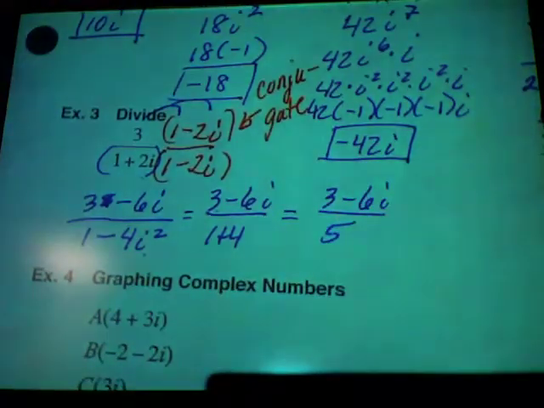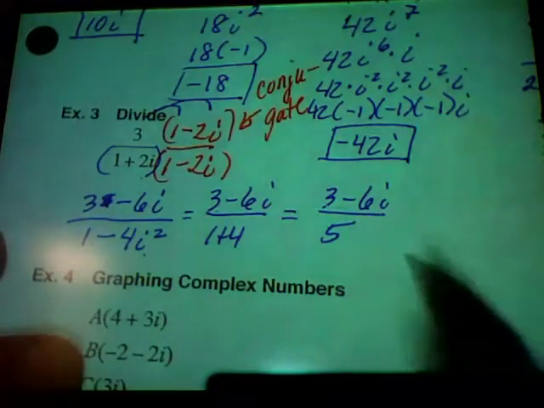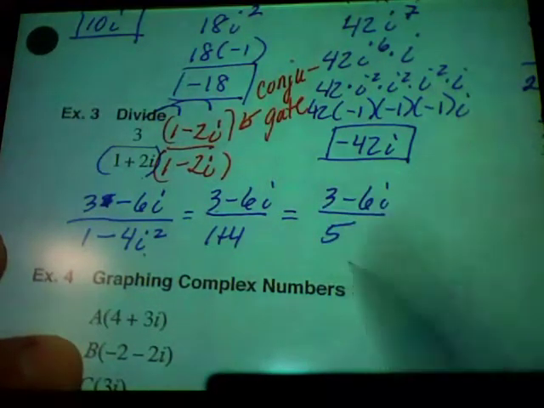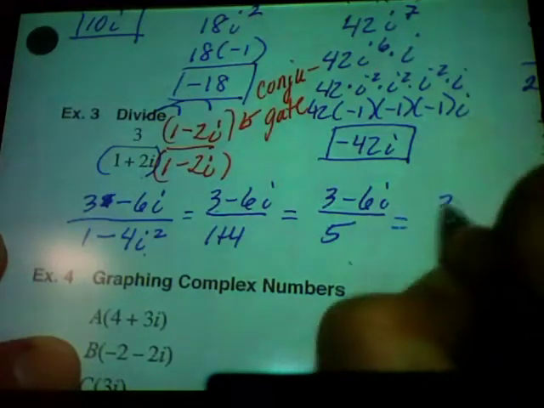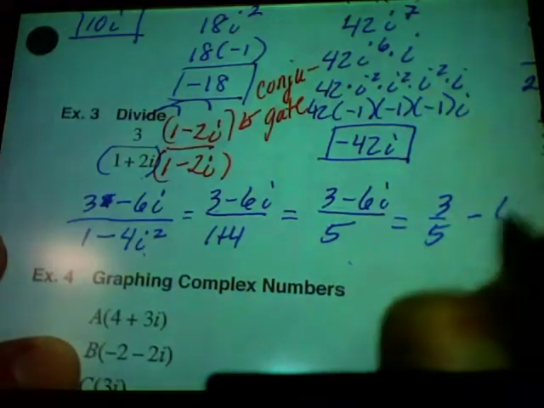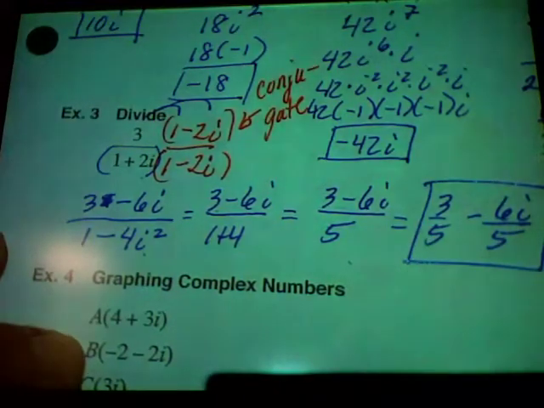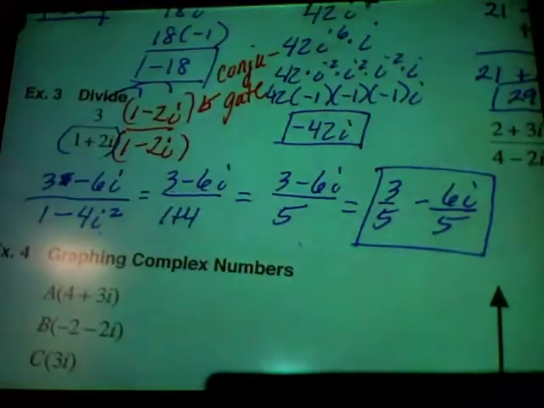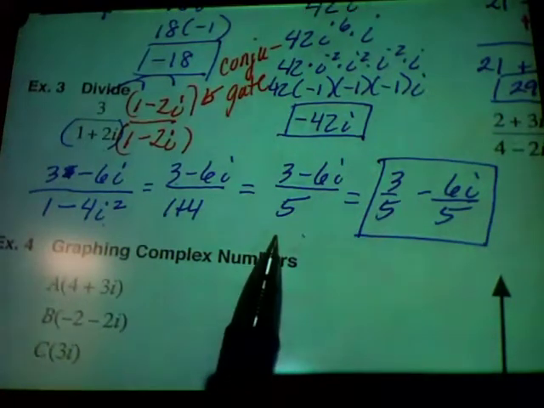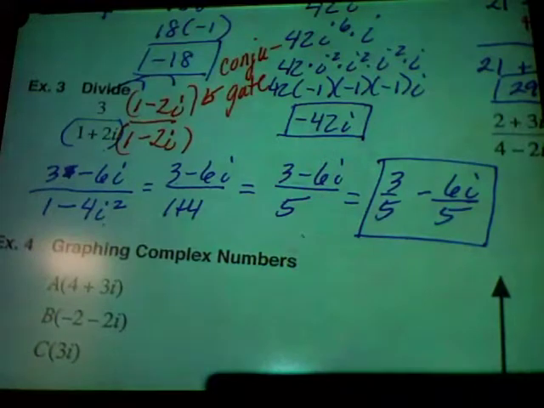You can't leave it that way. That's not proper standard form. So if the whole thing is divided by 5, can't I break it up and say 3/5 minus 6i over 5? This is proper standard form. Does that make sense? If you give it to me this way, you're going to lose points. Only because we're going to do something with those later.